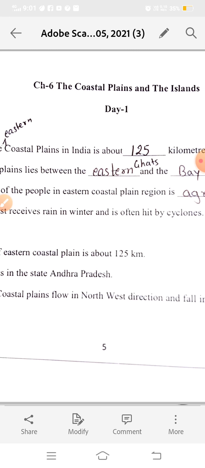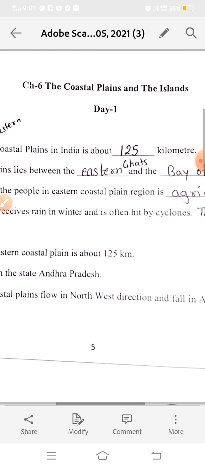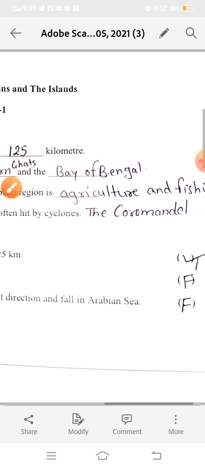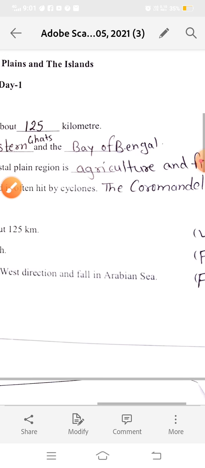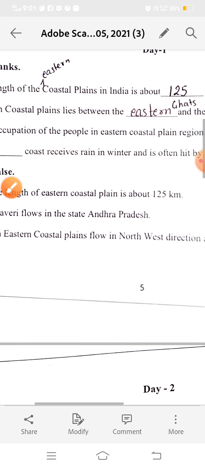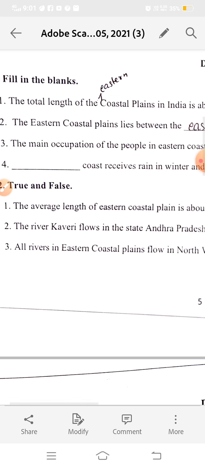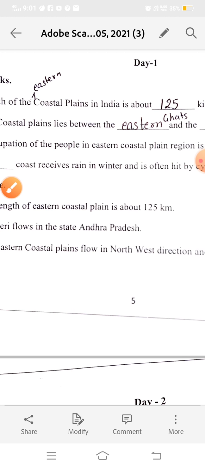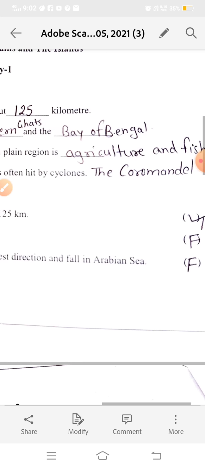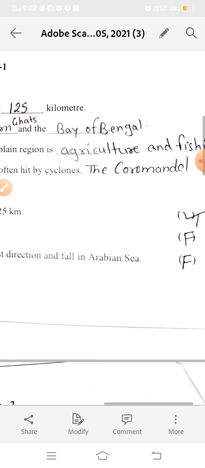Which coast? It is Coromandel coast. The Coromandel coast receives rainfall in winter and is often hit by cyclones. Now the next is true and false. The average length of the eastern coastal plain is about 125 kilometers. Yes, it is true.